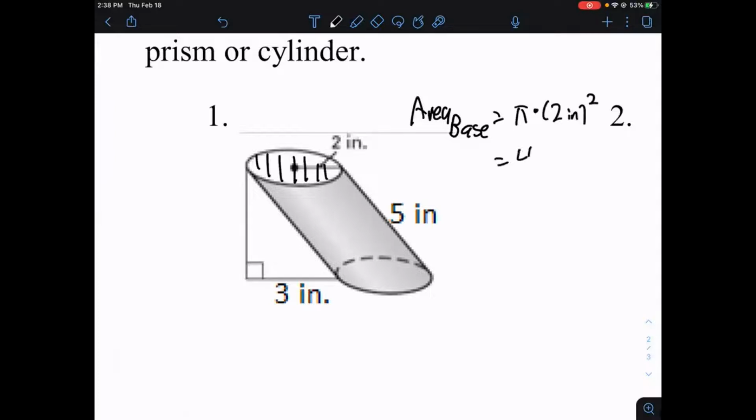Okay, so that becomes 4 pi inches squared. Okay, and then so the opposite side is down here. But again, we don't use this measurement because that's not at a right angle. The straight up and down height from this to the ground is right here. Okay, so we need this height. So unfortunately, that is not marked for us.